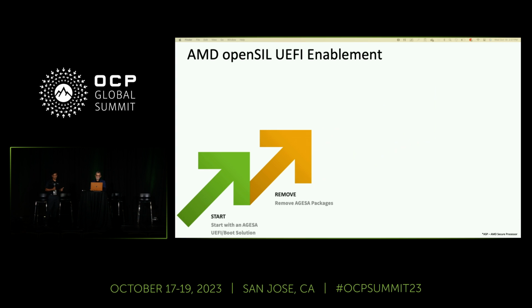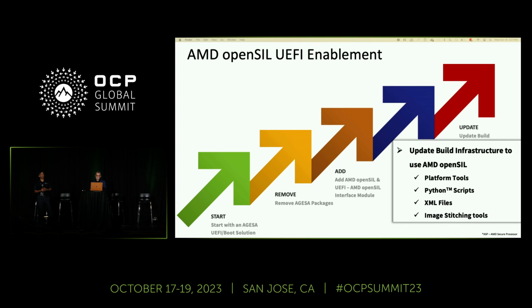Yeah, can you go next one, please? The final step will be to include the build infrastructure like platform tools, Python scripts, XML files, and image stitching tools. After this process, you are going to get a firmware binary that you should be able to install and boot to a Windows operating system or a Linux operating system.